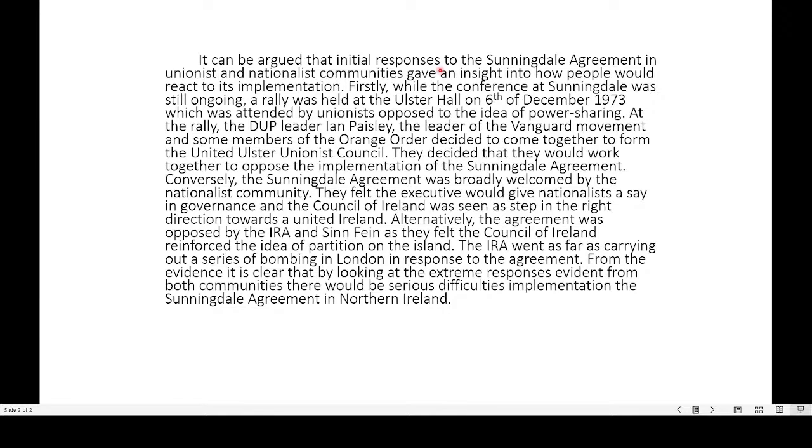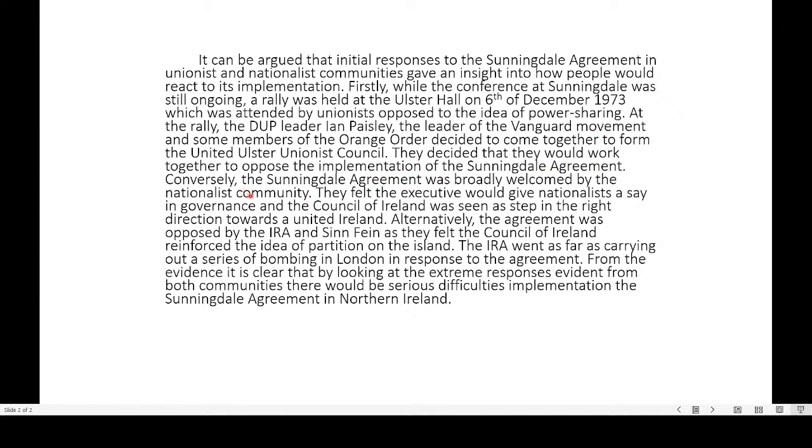So it can be argued that initial response to the Sunningdale Agreement in Unionist and Nationalist communities gave an insight into how people would react to its implementation. Firstly, while the conference at Sunningdale was still ongoing, a rally was held at the Ulster Hall on 6th of December 1973, which was attended by Unionists opposed to the idea of power sharing. At the rally, the DUP leader Ian Paisley, the leader of the Vanguard movement, and some members of the Orange Order decided to come together to form the United Ulster Unionist Council. They decided that they would work together to oppose the implementation of the Sunningdale Agreement.